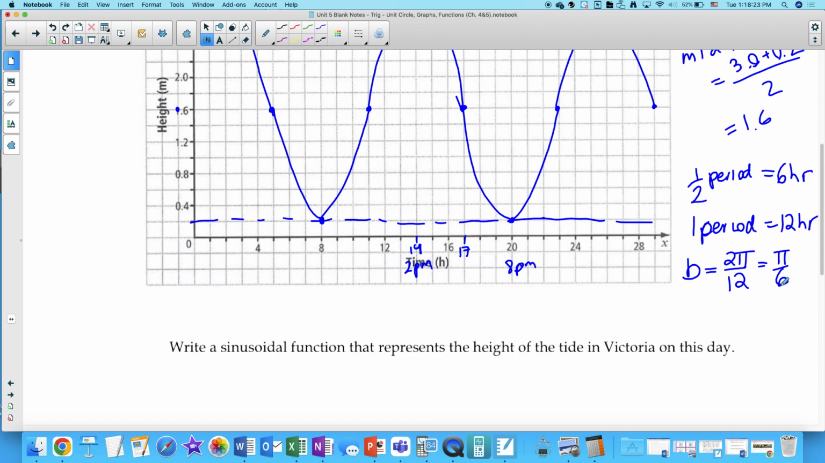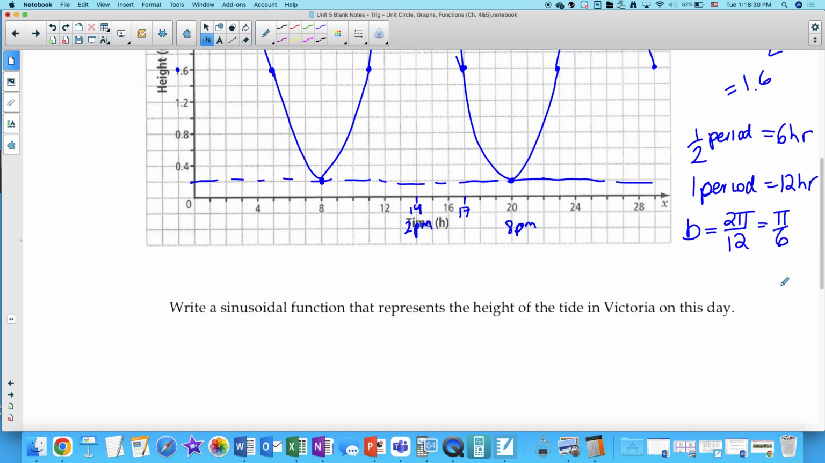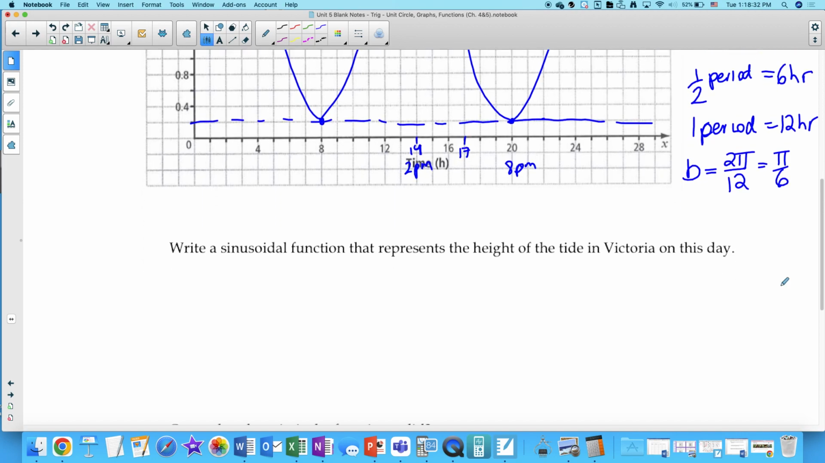And sometimes it's helpful actually to just do this. I'm going to use h of t equals a sine b t minus c plus d. Okay? All right, so we've talked about b. We've talked about d. What else do we need to cover? Yeah, amp, right? So the amplitude is half the distance from the max to the min.